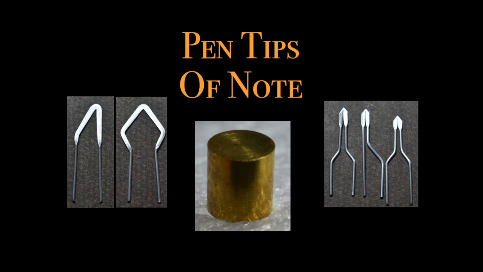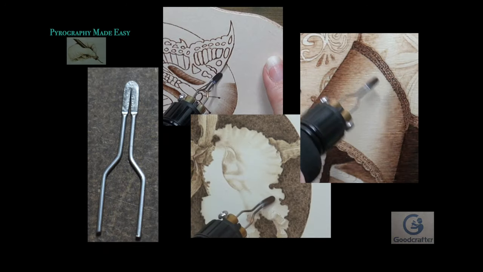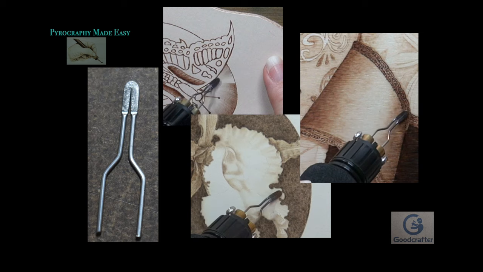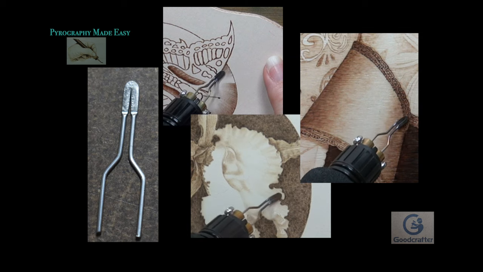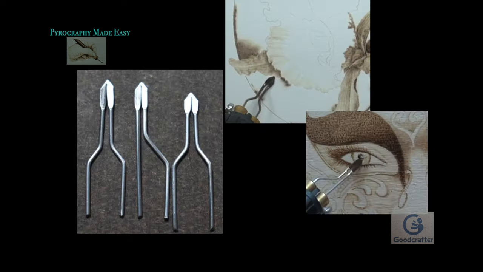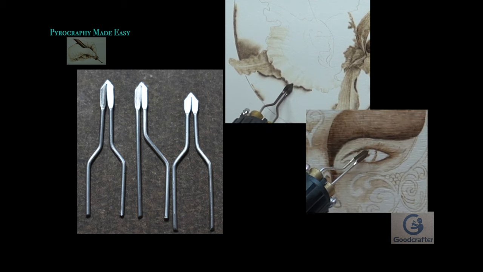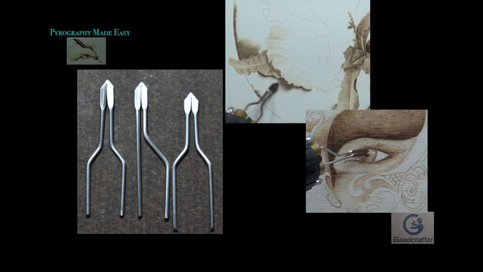Pin tips of note. This flat shader is one of my favorites. It's great for creating textures and smooth color in small to medium areas. I also really like this pointed shader. I can angle the pin to use the point, and this allows me to do very precise work. I like to use this pin tip when working on objects with convoluted edges, or objects that have a small item I need to avoid burning over.